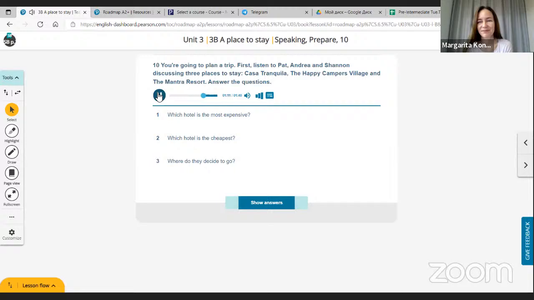Only a week. What about the Happy Campers Village? It's out in the countryside. Yes. Actually, I think it looks like the most interesting place to stay. I like the idea of staying in the countryside. Me too. And the food looks great too. Cooked on an open fire. Yum. Okay, let's go there. I'll book it now.